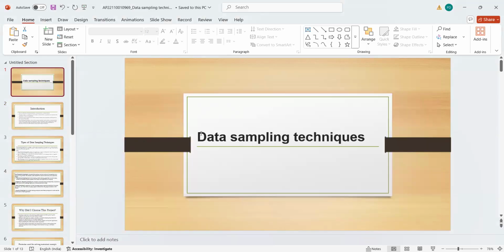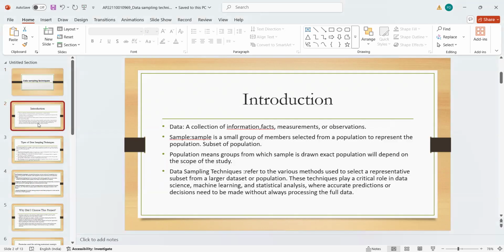Data sampling techniques. Introduction to data sampling techniques. Data means collection of information, measurements or observations. A sample is a small group of members selected from a population to represent the population; it is a subset of the population. Population means the group from which the sample is drawn; the exact population will depend on the scope of the study.